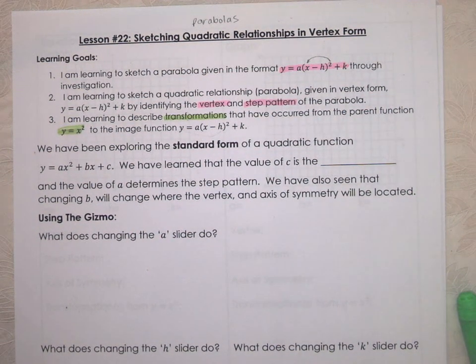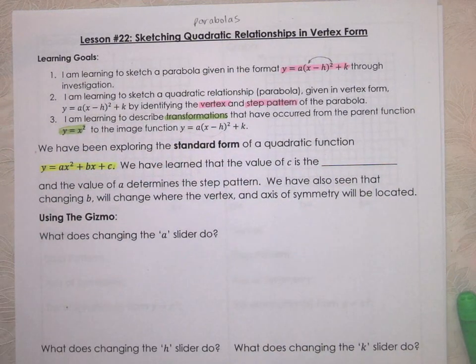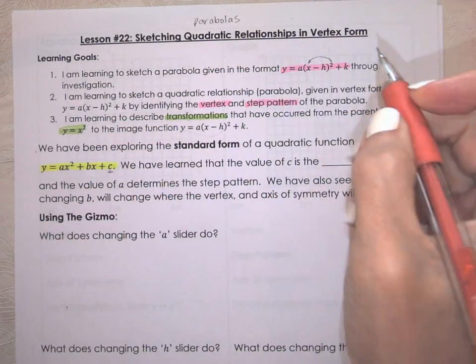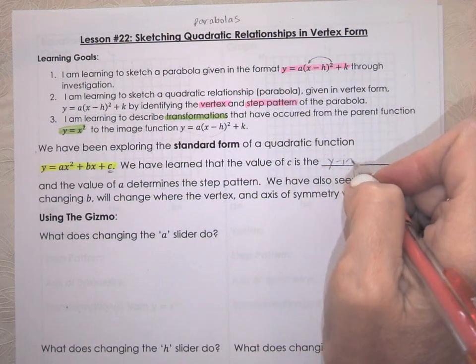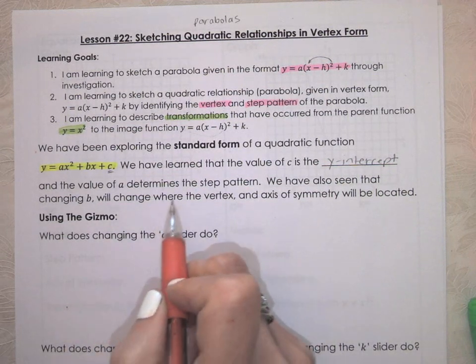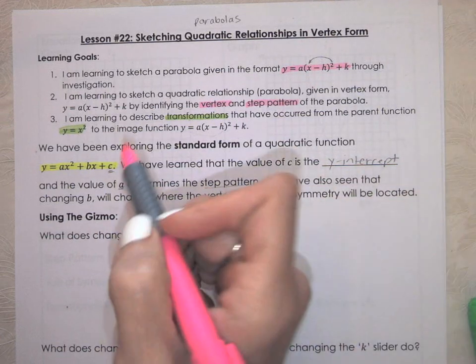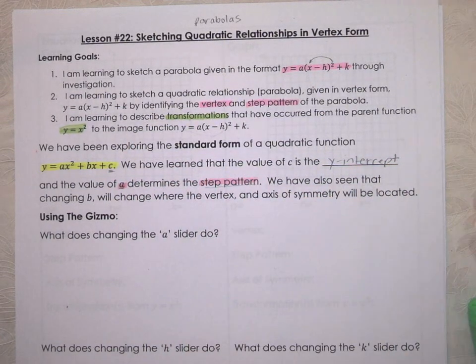So far we've been exploring standard form of a quadratic function. Standard form is this y equals ax squared plus bx plus c, where we were filling in a table of values and then plotting the points to see the parabola. And we learned that the c value always ended up being our y-intercept. And that the value of a would determine the step pattern. So if a changed, the step pattern would change, predictably.